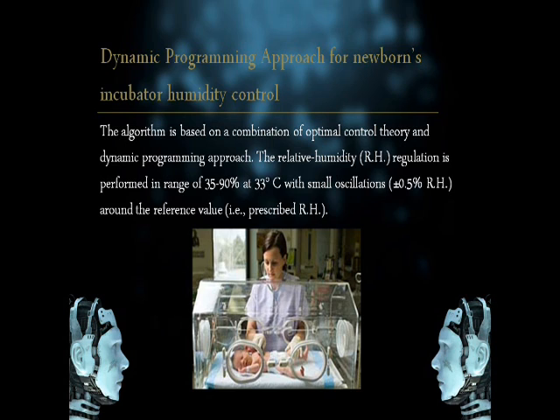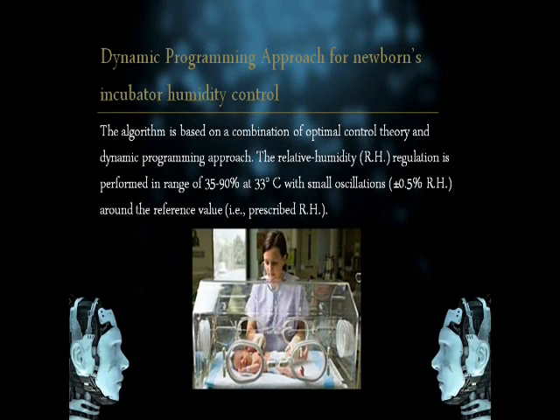However, it has been demonstrated in several investigations published in recent years that basal evaporative water loss can be consistently reduced by increasing the ambient humidity. Nevertheless, the passive humidification system, or the water reservoir, used in most incubators cannot achieve high and steady humidity levels. Here, the authors propose an active humidification system. The algorithm is based on a combination of optimal control theory and dynamic programming approach.